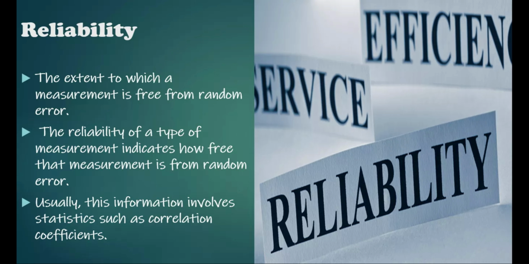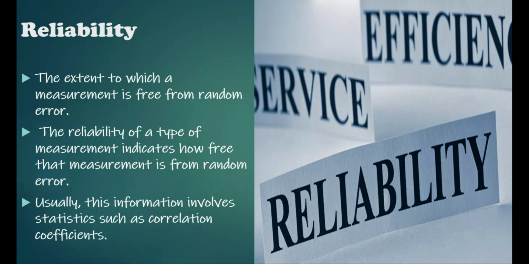Usually, this information involves statistics such as the correlation coefficient. The correlation coefficient could be either a perfect positive relationship, which is a score of 1.0, while if the score is lower than 1.0, it means there is no relationship or no correlation at all.